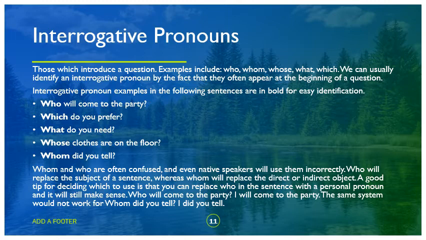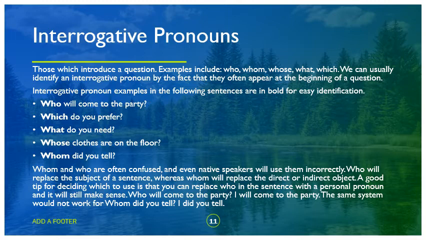एक से दूसरे तक होना. So who, which, what, whose and whom are interrogative pronouns here. Whom and who are often confused and even native speakers will use them incorrectly. Who will replace the subject of a sentence whereas whom will replace the direct or indirect object. A good tip for deciding which to use is that you can replace who in the sentence with a personal pronoun and it will make sense.